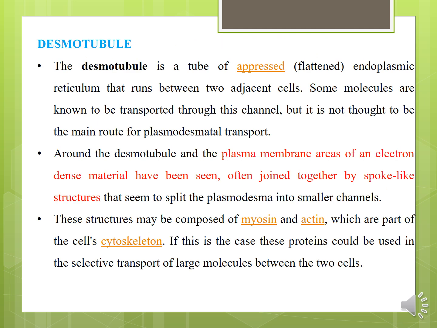And the desmotubule. It is a tube of appressed, that is flattened, endoplasmic reticulum that runs between two adjacent cells. Then around this desmotubule, between it and the plasma membrane, areas of an electron-dense material have been seen, often joined together by spoke-like structures that seem to split the plasmodesma into smaller channels. And these structures may be composed of myosin and actin, which are part of the cell cytoskeleton. If this is the case, these proteins could be used in the selective transport of large molecules between the two cells.